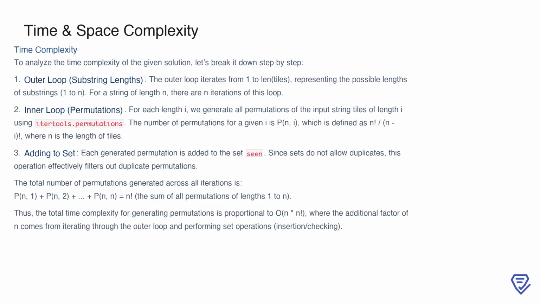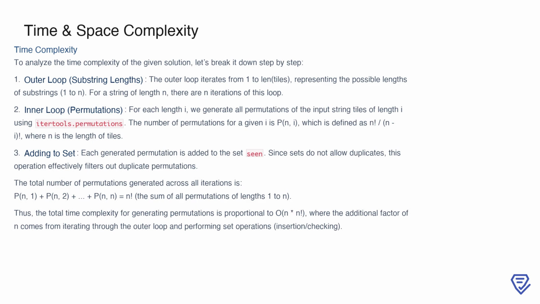To analyze the time complexity of this solution, we start by breaking it down into 3 main components. First, the outer loop iterates from 1 to the length of the input string, representing all possible substring lengths. For a string of length n, this results in n iterations. Next, for each substring length i, we generate all possible permutations using the itertools.permutations function. The number of permutations for a given length i is P(n, i), which is n factorial divided by (n minus i) factorial. Finally, each generated permutation is added to a set, which ensures that duplicates are removed automatically.